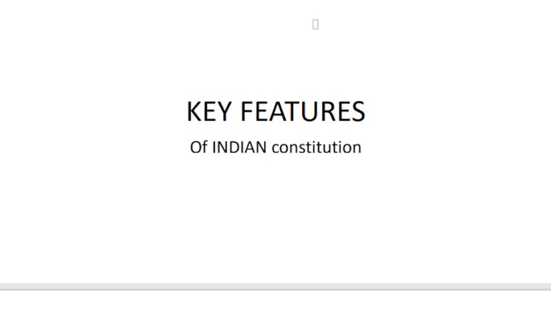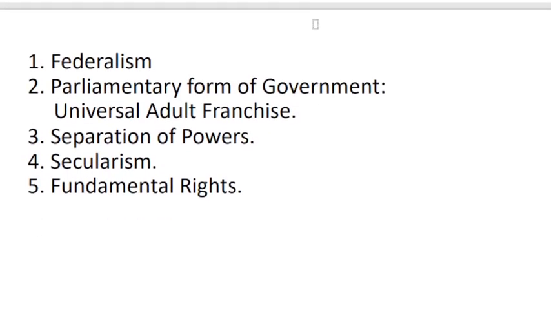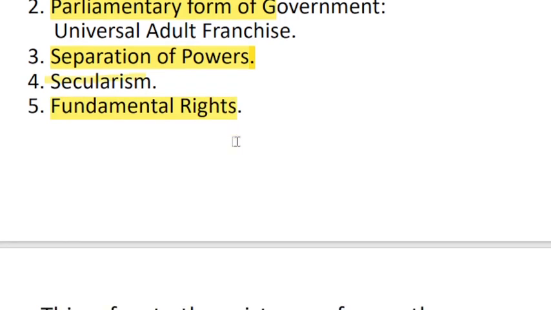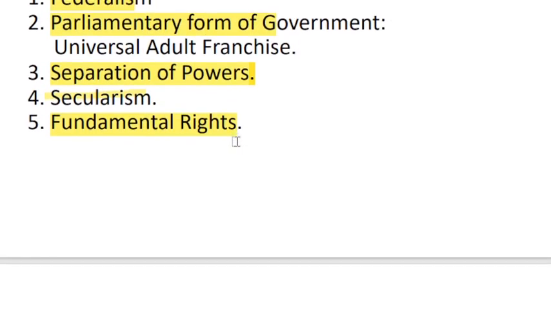There are so many features of our constitution, but in your textbook they have given only five features. So now we are going to discuss those features. What are those features? First one is federalism, and the second one is parliamentary form of government. The third one is separation of powers, the fourth one is secularism, and the fifth one is fundamental rights. Okay, what is federalism?